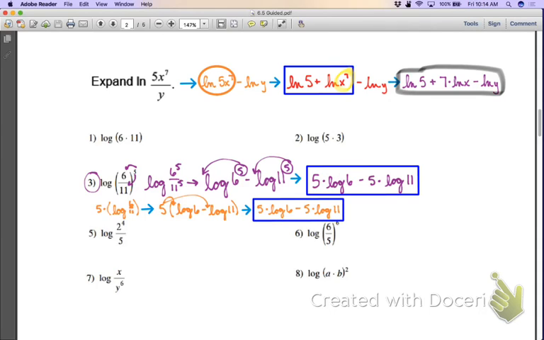But on ones like 3, if everything's in a parenthesis, I would just give each part that 5th power, so that you don't forget to have a 5 in front of each logarithm or natural log, whatever you're dealing with.